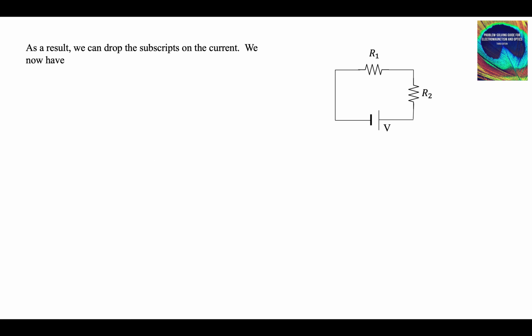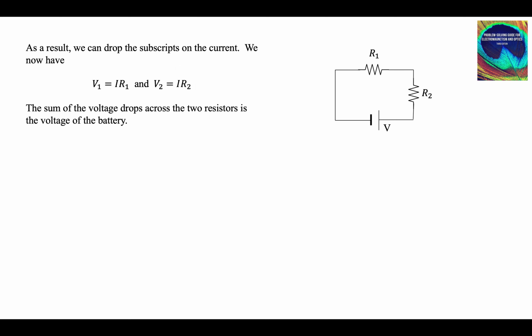So we can drop the subscripts on the current. The current going through R1 has to be the same as the current going through R2. So I1 equals I2 equals I. There's only one I in this circuit. The sum of the voltage drops across the resistors is equal to the voltage drop across the battery. We're going around a circuit, so V1 plus V2 is the voltage of the battery.